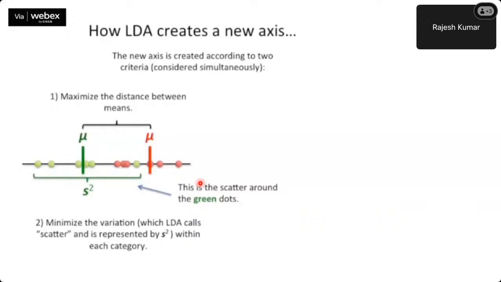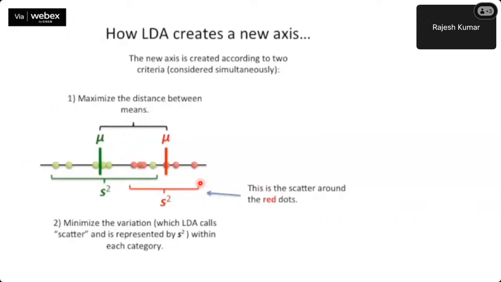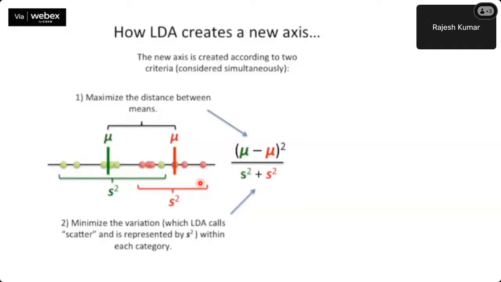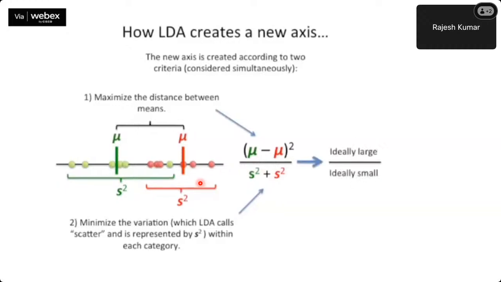So the objective is to find that line which maximizes the distance between the means and minimizes the variance. Now it's an optimization problem. Okay, so we have two objectives, and then we convert it to one objective, because if we take minimization of s, then it will be equivalent to maximization of 1 by s. So we have one objective function and we just go for the maximization of this.